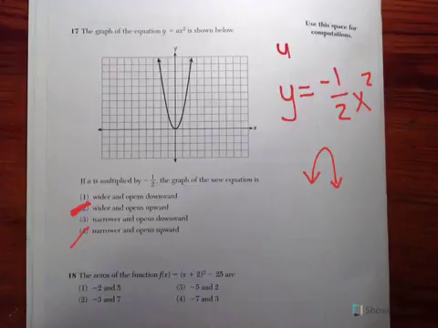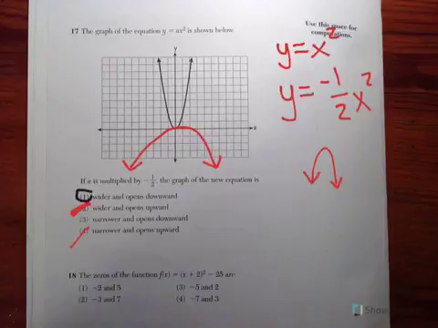It's either going to be wider or narrower. So if I type in y equals x squared, and I look at the graph of that, and then I type in y equals negative 1/2 x squared, I'll notice that when I look at the two graphs on my graphing calculator, that the negative 1/2 x squared is actually wider and it opens downward, so that will be choice number 1.